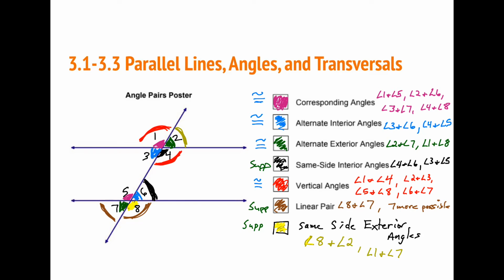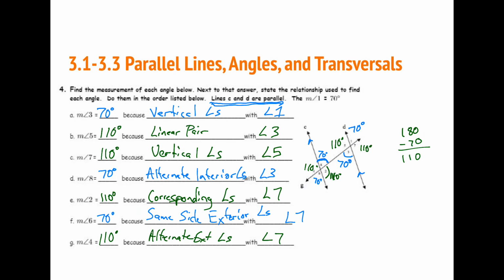So kind of the way I remember that is same side is supplementary, and I use that alliteration of the S's to help me remember that. So same side interior angles are supplementary, same side exterior angles are supplementary, and then hopefully we remember that a linear pair is 180 on its own, and all of the other ones are congruent. So note that G could have had many different answers.